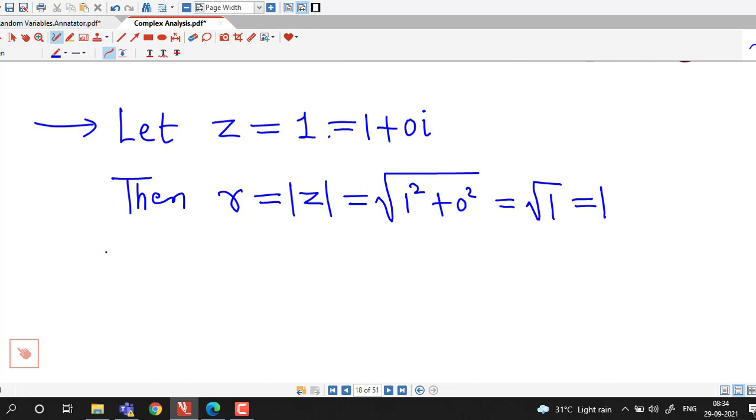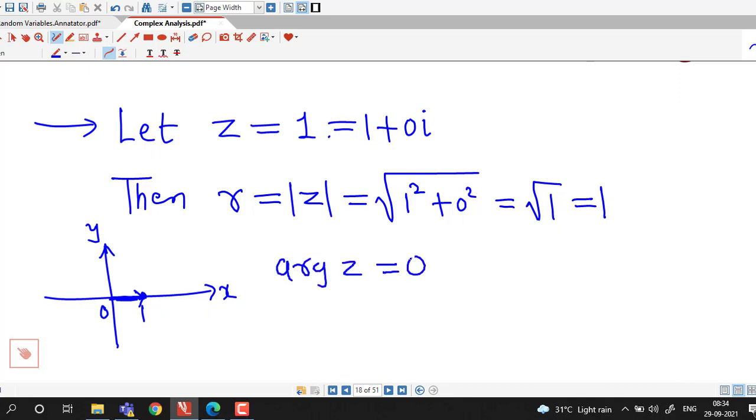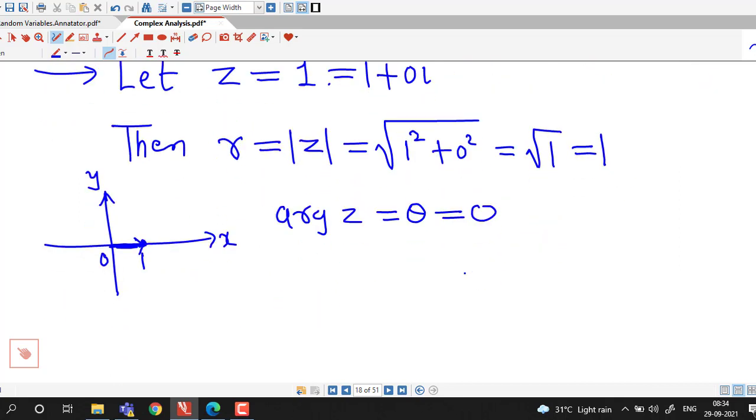To find the argument of 1, we find the location of 1 in the xy plane. We know that 1 is located on the x-axis in the xy plane, or in the complex plane. If we consider the vector representing 1, then that vector lies along the positive x-axis. So the angle made by this vector with the positive x-axis is 0. So the argument of z is theta equal to 0. So r is 1 and theta is 0, and we are interested in finding the fifth root of unity, so we consider n equal to 5.